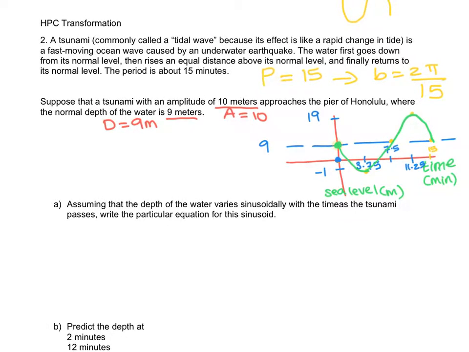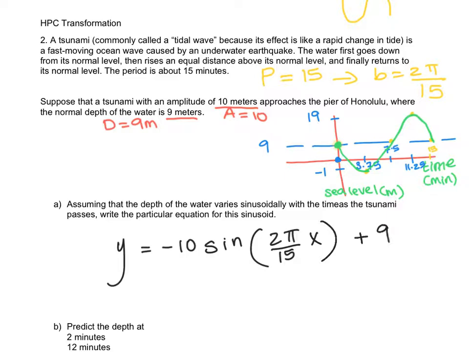Now if I want to write the equation, it's going to be y equals negative, because it's reflected if I compare it to the parent function. So y equals negative, and the amplitude is 10. Sine, the b is 2 pi over 15. Now I can see that there's no shift. It starts at 0, so that's going to be just x. And then plus d, which is 9 in this case.